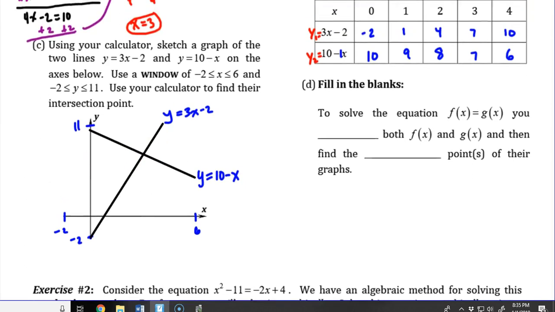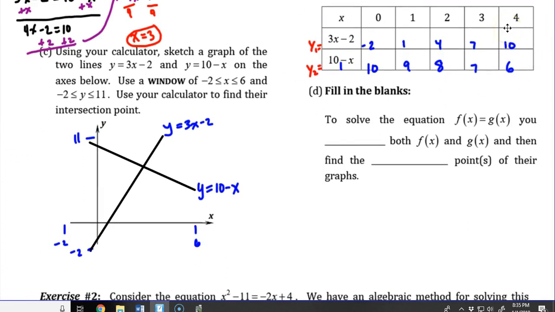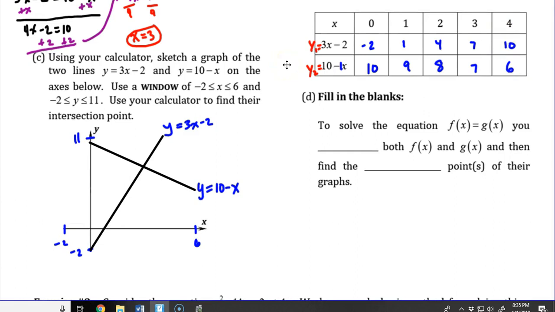Let's go back to your table that you generated up here. Circle it. Do you see the intersection point at all? The point in your table where the y values were the same? Of course you did, right here. 7 and 7, right? So that seems somewhat reasonable, I guess. You know, when x is about 3, y would be about 7.